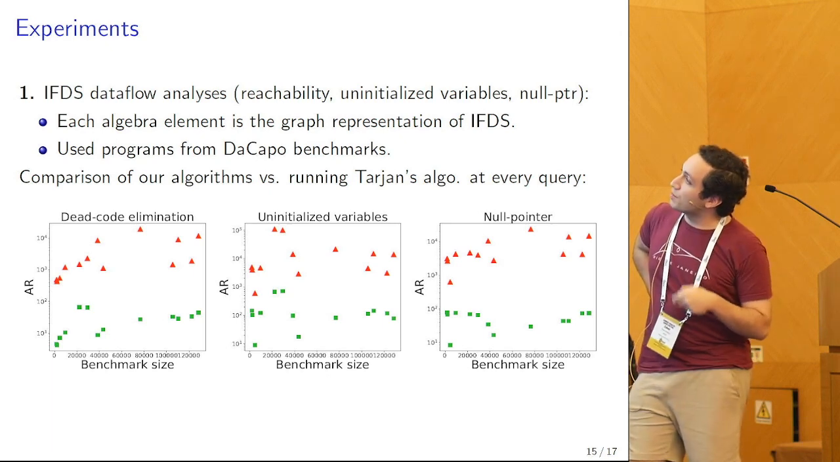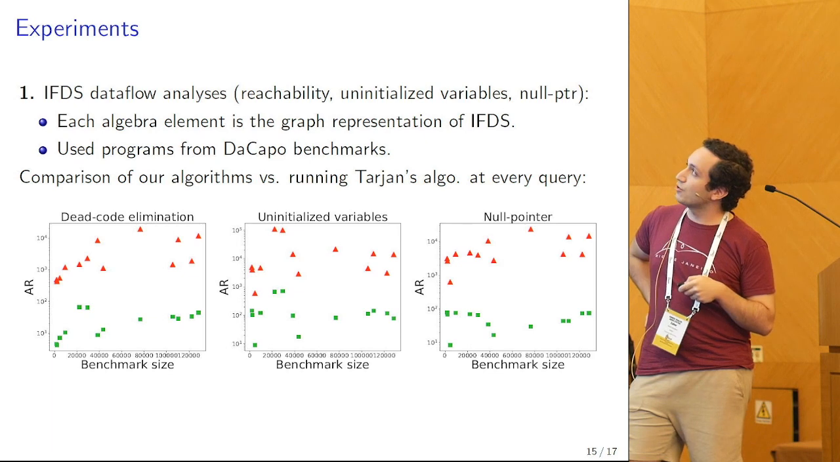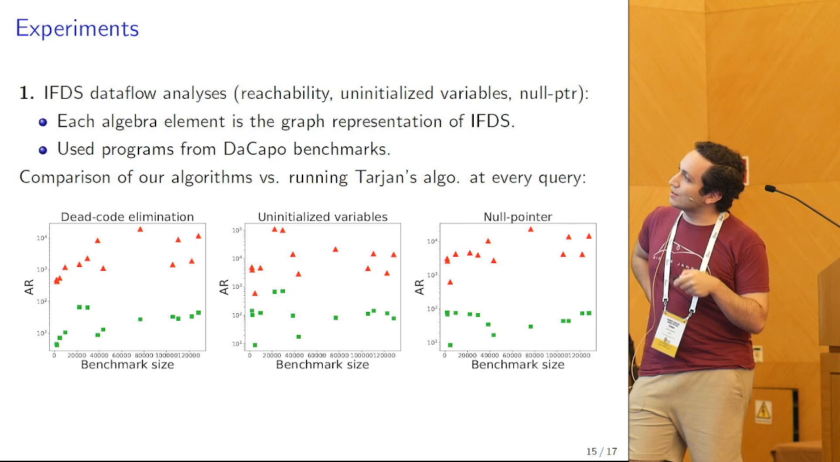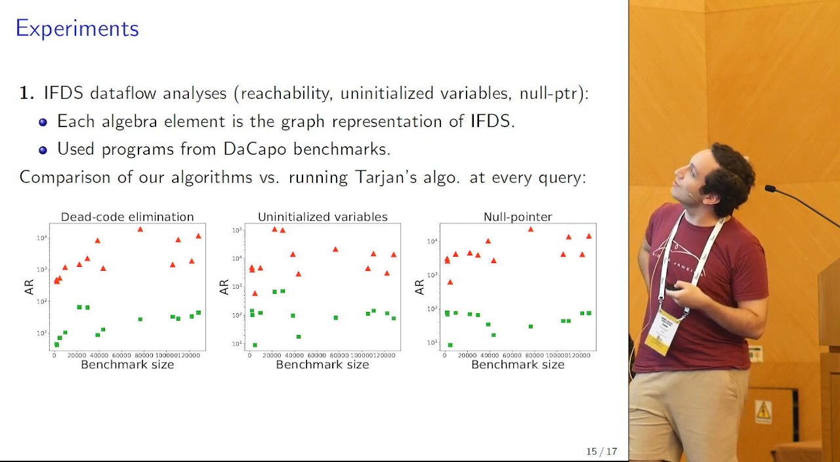And here's a comparison of our algorithm versus using Tarjan's algorithm. We basically run Tarjan's algorithm for every query, and our algorithm is indicated by squares. Tarjan is by triangles. And this is time in log scale, and clearly we're doing faster.